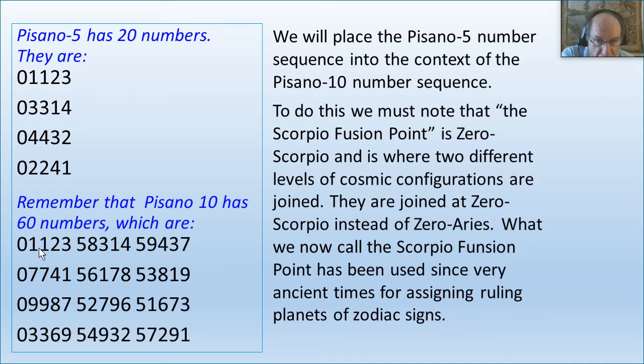01123, this first section, that is Aries. It's not like Aries. This is not a metaphor. These vibrations, everything is born out of vibration. It creates the zodiac. This is Aries. Or let's put it this way, it's the source of Aries. It's what Aries is born from. And Taurus is born from 58314.